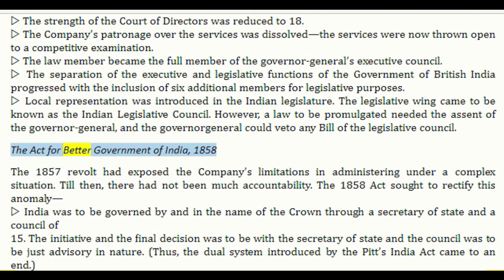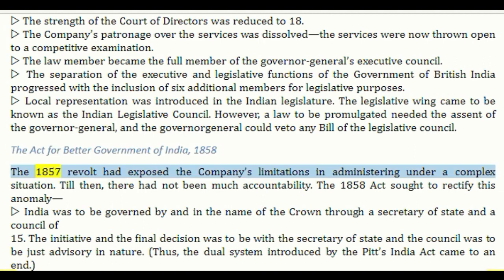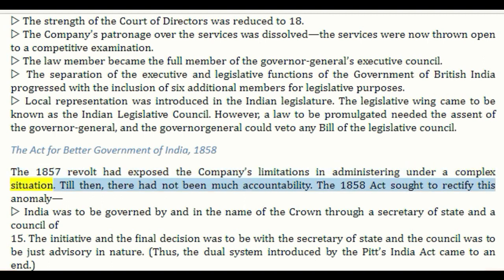The Act for Better Government of India, 1858. The 1857 revolt had exposed the company's limitations in administering under a complex situation. Till then, there had not been much accountability. The 1858 Act sought to rectify this anomaly.